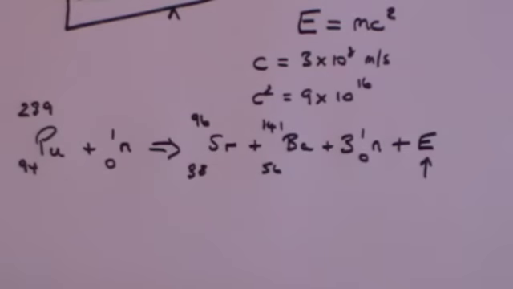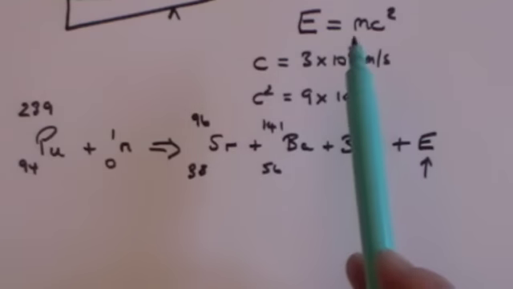And the reason for that is if you were to weigh the plutonium and the neutron, you would find that it would be just slightly heavier than the strontium atom, the barium atom, and the 3 neutrons. That mass deficit has been converted into energy according to Einstein's famous equation, E equals mc squared.